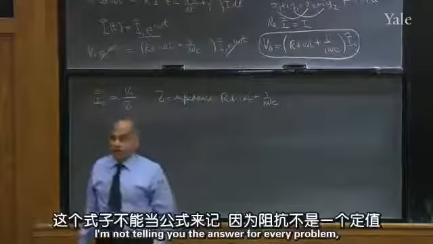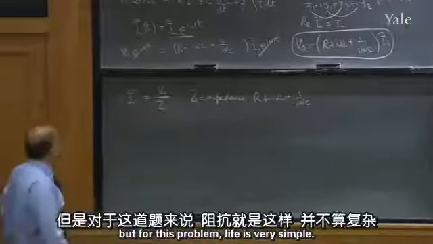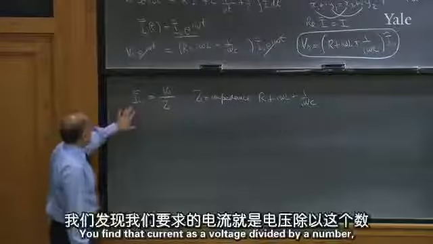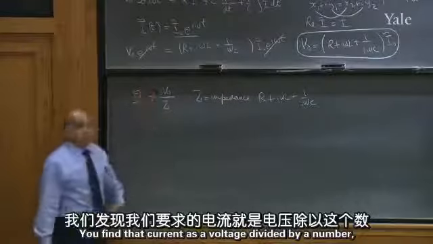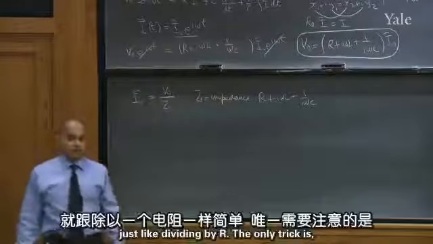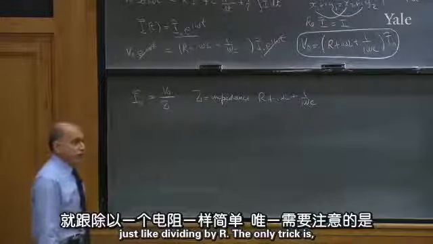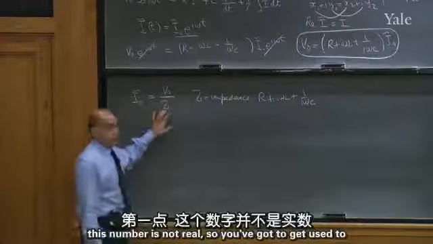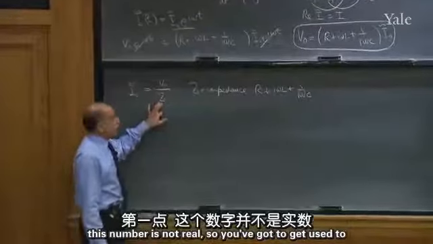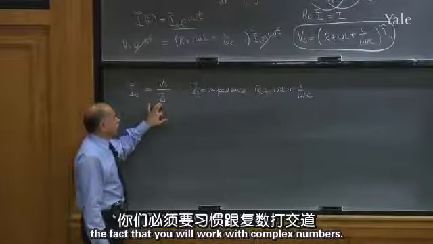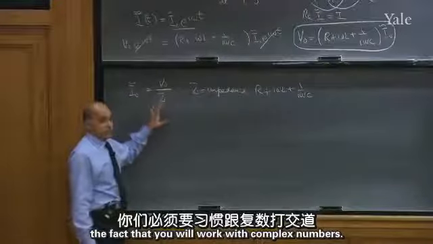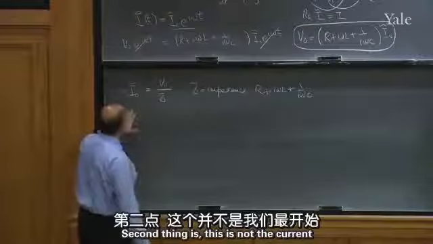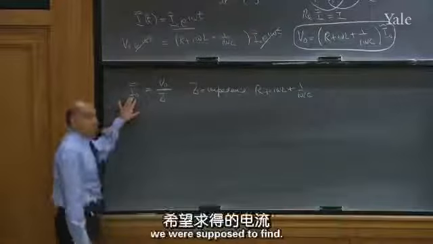I'm not telling you this is the answer for every problem, but for this problem, life is very simple. You find that current as a voltage divided by a number, just like dividing by r. The only trick is, there are two catches now. First catch is this number is not real. So you've got to get used to the fact that you will work with complex numbers. But if you're willing to work with them, you get this. Second thing is, this is not the current we were supposed to find.